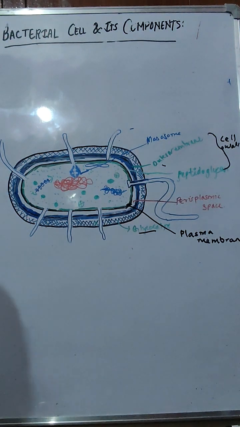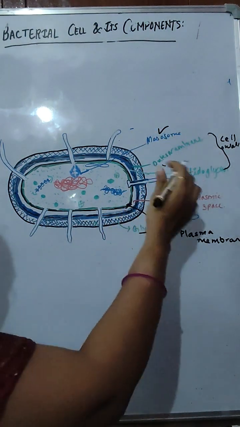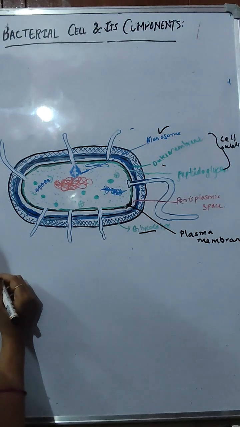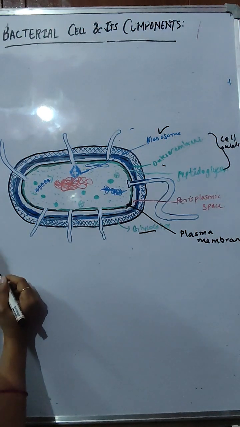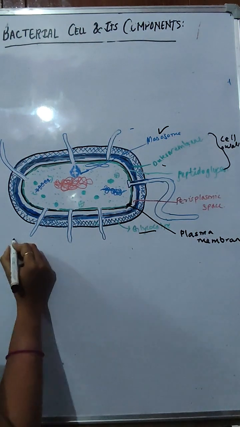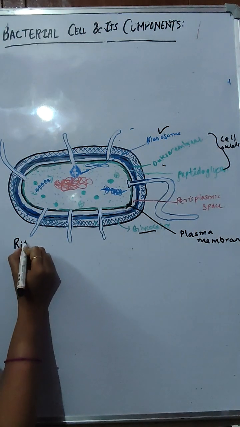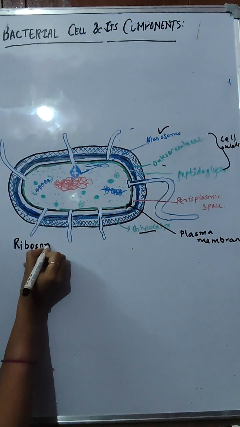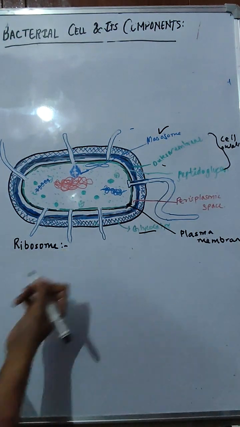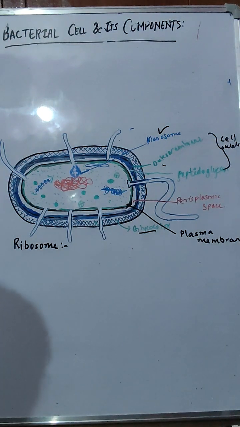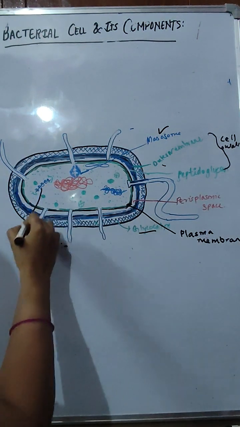Now in this video we are going to continue our cytoplasm component. We were seeing the different structures present in cytoplasm, and we have learned about mesosomes and cytoplasm. The second structure we will talk about is ribosome. What is ribosome? Ribosome, you can see it is present over here.